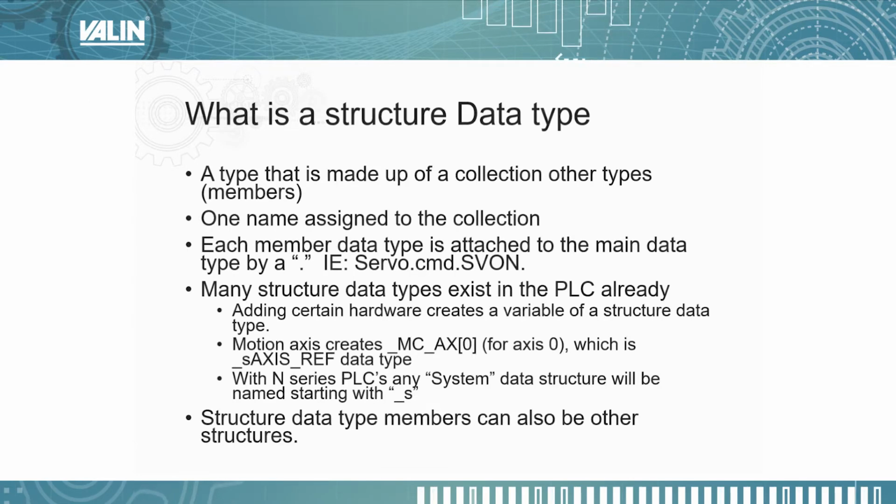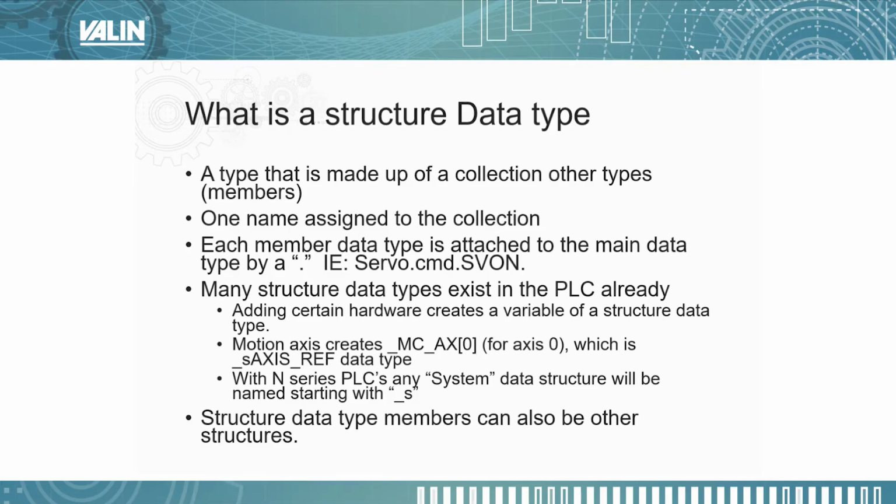So what is a structured data type? It's a data type that's made up of a collection of other data types, or we call them members. There's one name assigned to that collection of other members. Each member has its own data type, and it's attached to the structure name when you're programming by a dot. So you might see a variable that looks like servo.command.servo_on, as in the example here.